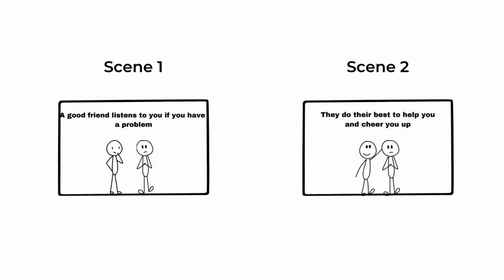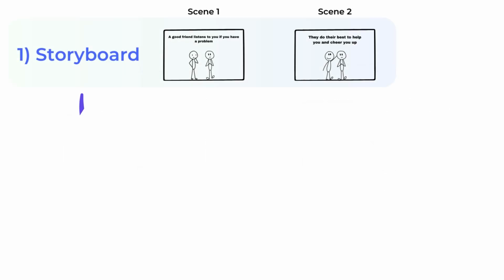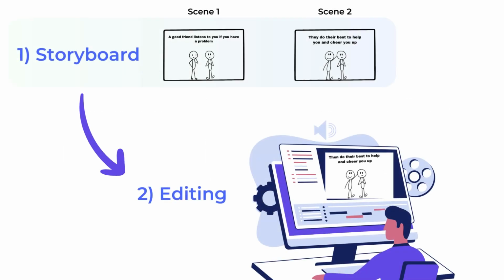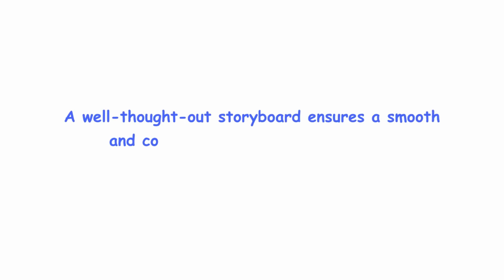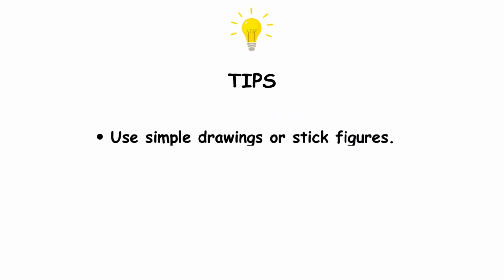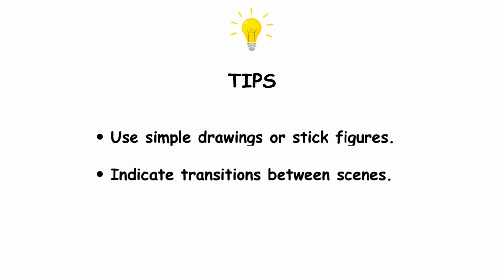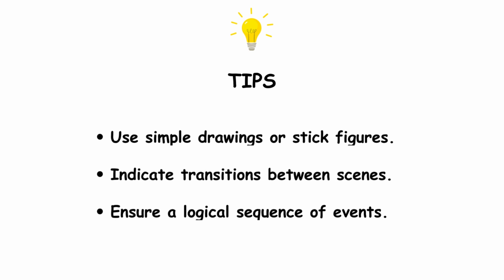Include the main elements, characters, and any text that will appear on the screen. This will serve as a guide when you start creating your animations on Canva. A well-thought-out storyboard ensures a smooth and cohesive flow in your final video. Tips. Use simple drawings or stick figures. Indicate transitions between scenes. Ensure a logical sequence of events.